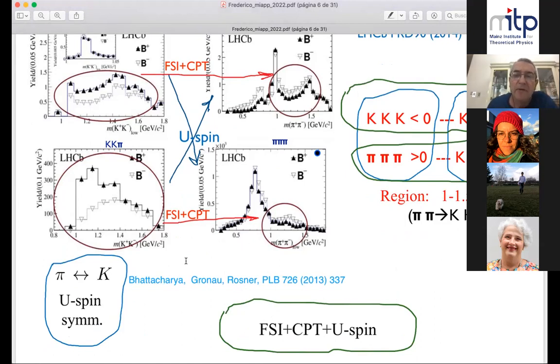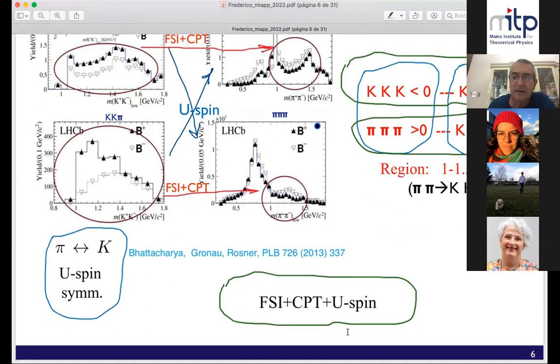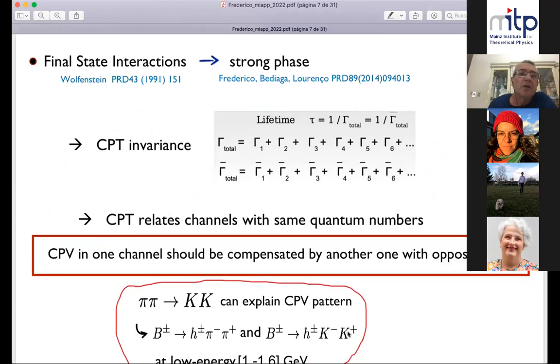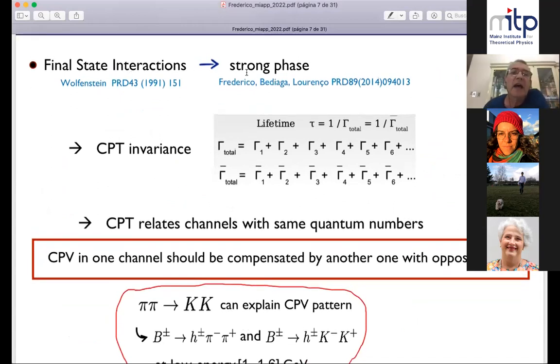So we made some effort, published this year, where we tried to put together final state interaction, CPT that I mentioned, and U-spin in this case. So final state interactions, as I mentioned, carry strong phases. This was indeed an old idea by Wolfenstein, about 30 years old now, that we first applied in 2014 to try to understand exactly this CP violation in B decay.